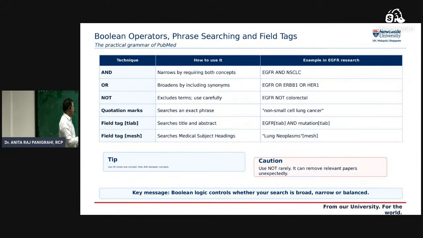Of course, use this one here, I already told you. Sorry, it is a small letter. And use NOT rarely, because it can remove relevant papers. Okay. Boolean logic controls whether your search is broad, narrow, or balanced. So which is right and which is wrong depends upon the research team. Okay, next one.